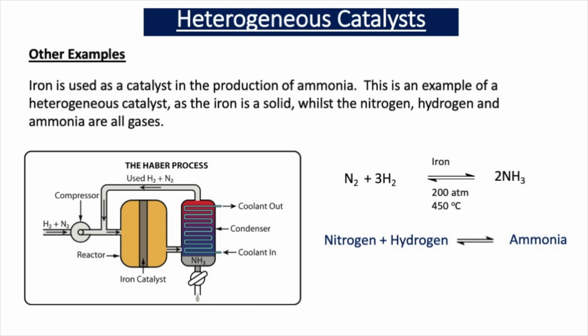So this is why a compromise temperature of between 350 and 450 degrees C is used, because we want a reasonable yield at a reasonable rate. Now, the production of ammonia is important because it's used to make fertilizers and it's also used to make nitric acid.